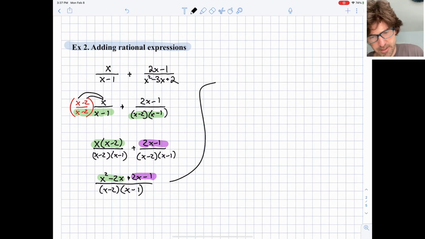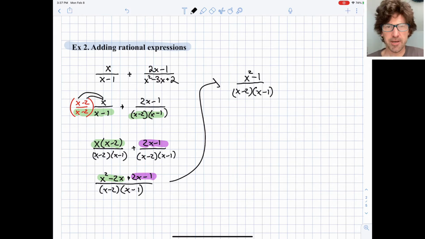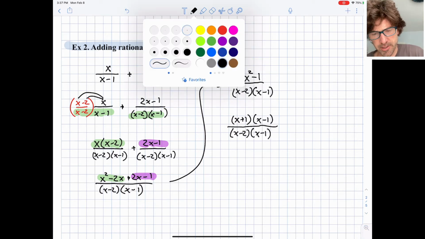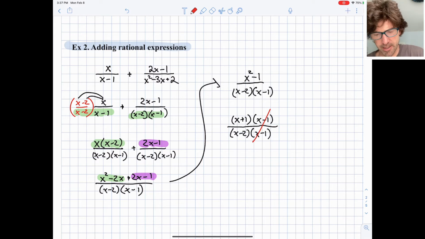And let's move up here. We can simplify. We have an x squared minus 1 up top, and we have an x minus 2, x minus 1 down below. And I can factor that numerator now. That's a difference of two squares, x plus 1, x minus 1, over x minus 2, x minus 1. So we do have some nice canceling that can happen here. And my final answer here is going to be x plus 1 over x minus 2.